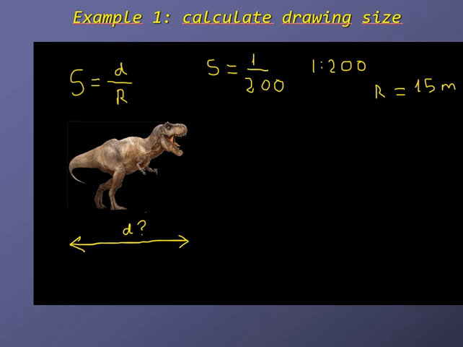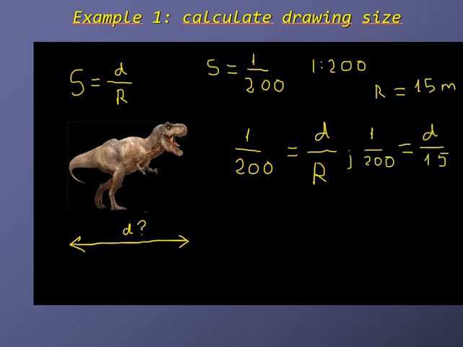Okay, so the first thing we have to do is write down the formula. The scale, we know that it is 1 divided by 200, no dimensions. Remember that the scale has no dimensions because we have the same dimension up and down, and this is equal to the drawing size divided by the real size. So we only have to replace the numbers we have, 1 to 200, and this is the unknown. This is what we have to find out.